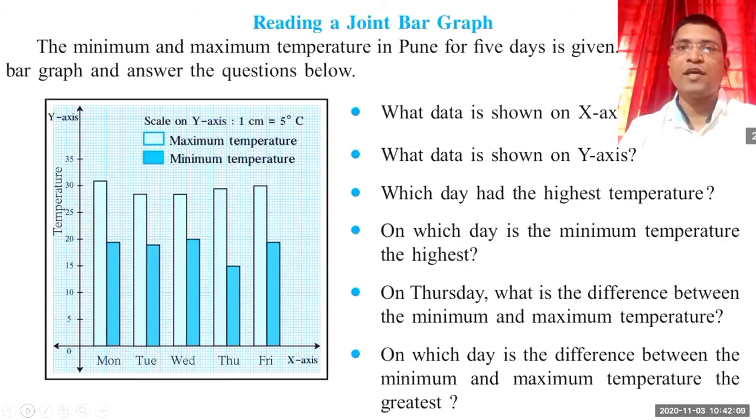On Wednesday. Okay, look at the third joint bar graph. On Wednesday, you will notice the colored bar, that is the minimum temperature, is highest compared to the other 4 joint bar graphs. So the answer to the fourth question is Wednesday, when the minimum temperature is highest. Okay, the next question we will see.